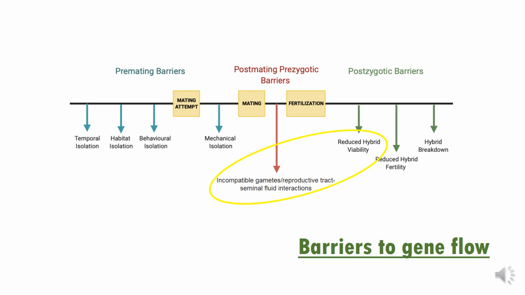Having looked at that, we looked at the hatchability of eggs and the viability of the hybrid spawn of these eggs. The point of looking at hatchability was to look for post-mating pre-zygotic barriers where incompatible gametes or reproductive tract seminal fluid interactions prevented fertilization from happening. Having looked at viability, we then looked at reproductive fitness to address further post-zygotic barriers. We studied F1 hybrids and looked for reduced hybrid fertility, and also looked at F2 offspring to see if there was hybrid breakdown in subsequent generations.